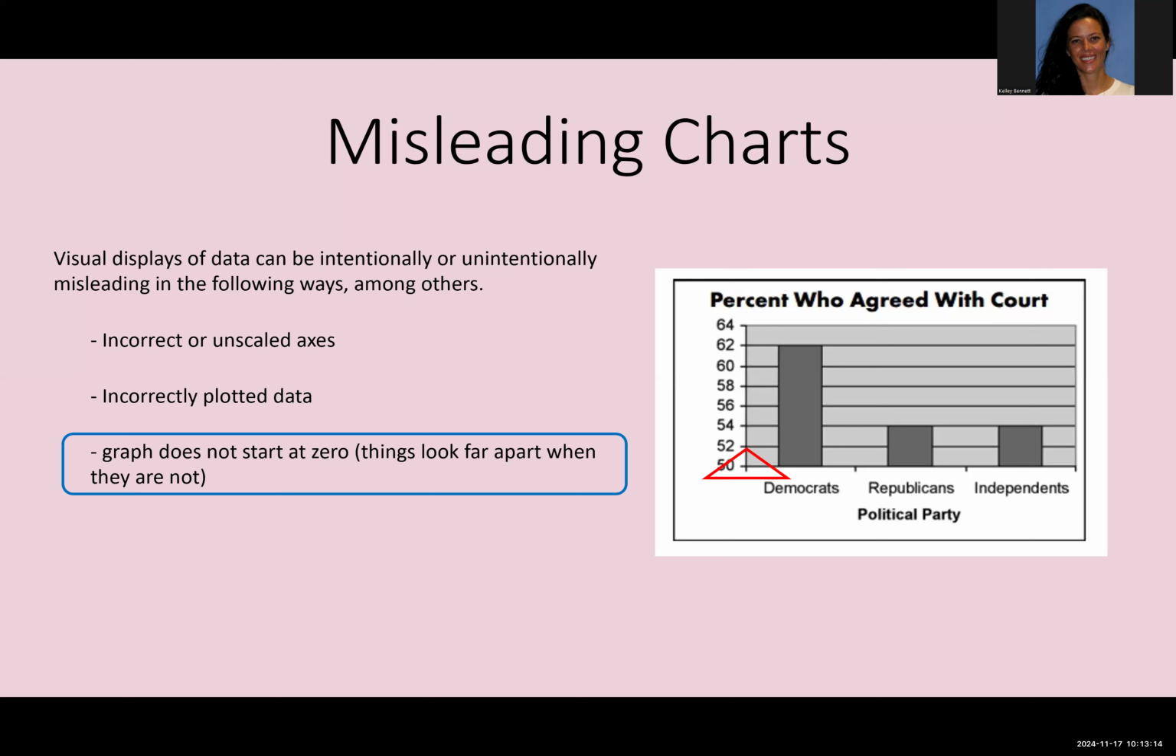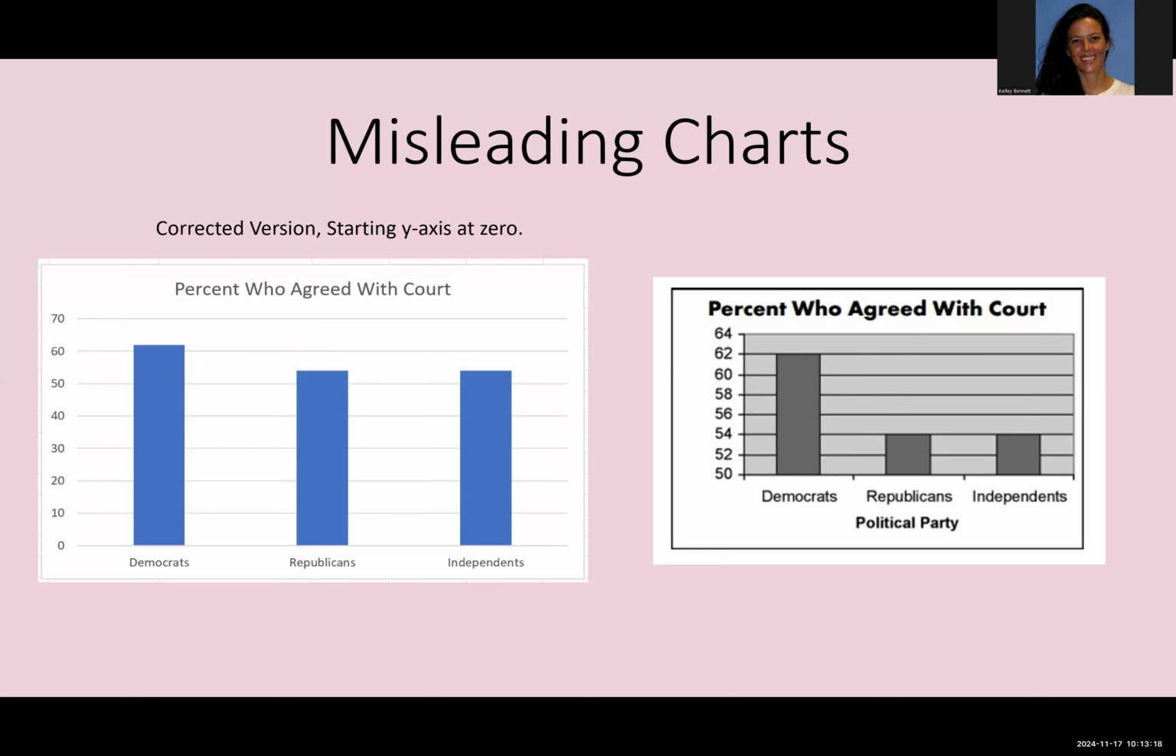So if we were to graph this, starting our y-axis at 0, it would look like this. And when you look at the chart in this context, you could be like, yeah, there's not that much difference. Certainly Democrats did favor the court decision more, but not in the way that's really portrayed in that misleading version of the graph.